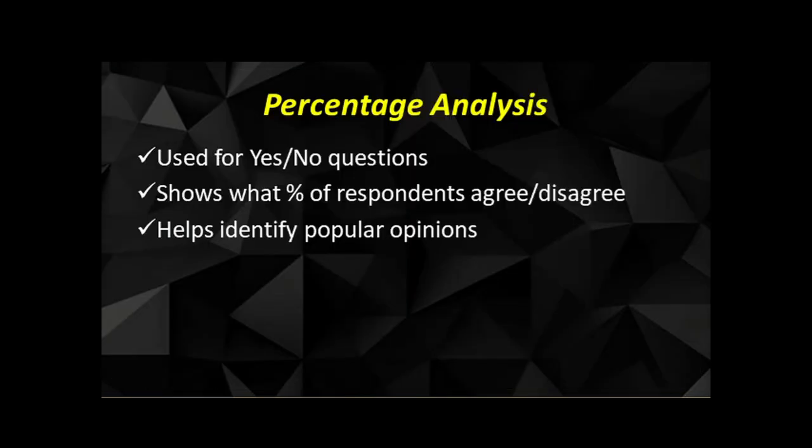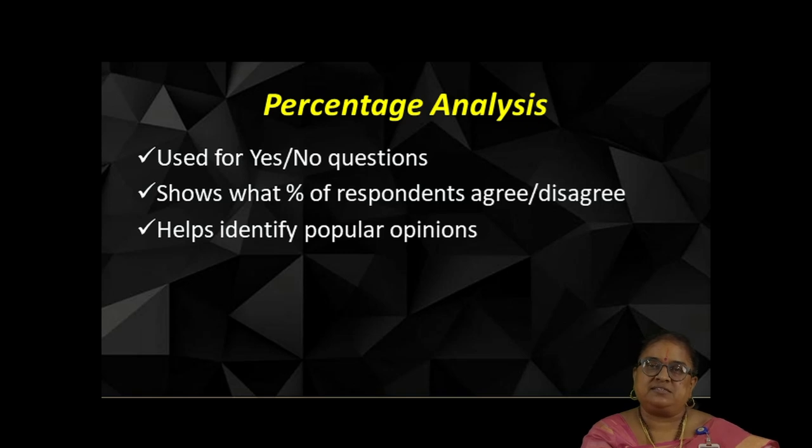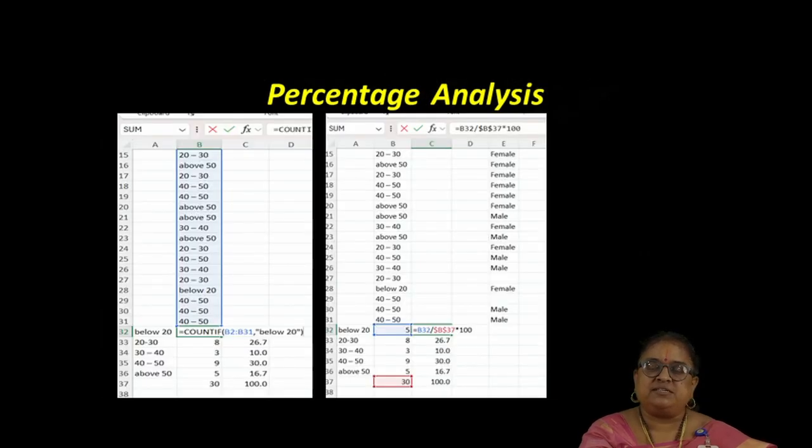Then percentage analysis. What do we mean by percentage analysis? Normally, we calculate the number of respondents divided by the total number of respondents, multiplied by 100. We use this for yes or no questions, agree or disagree, two-option questions, and open-ended questions. We have already seen open-ended questions. For open-ended questions, we use this percentage analysis.